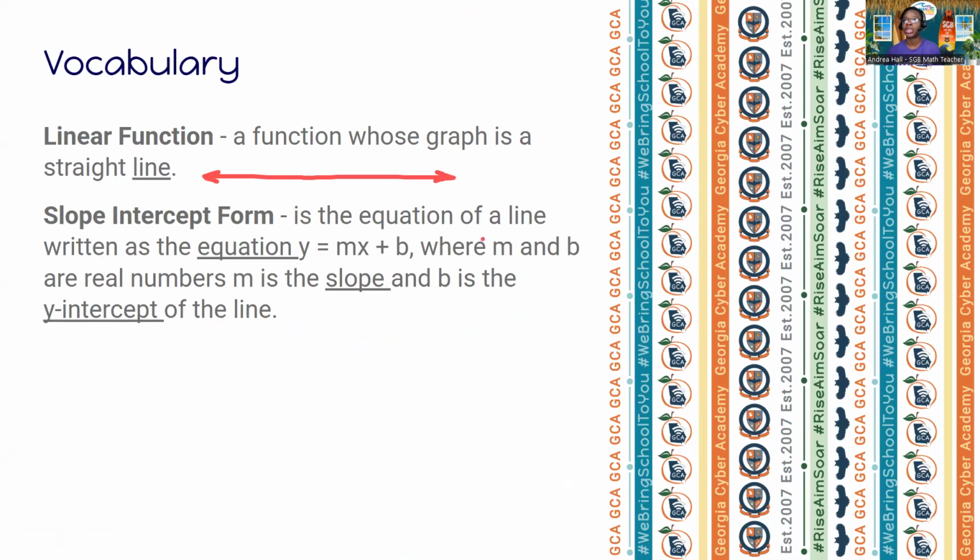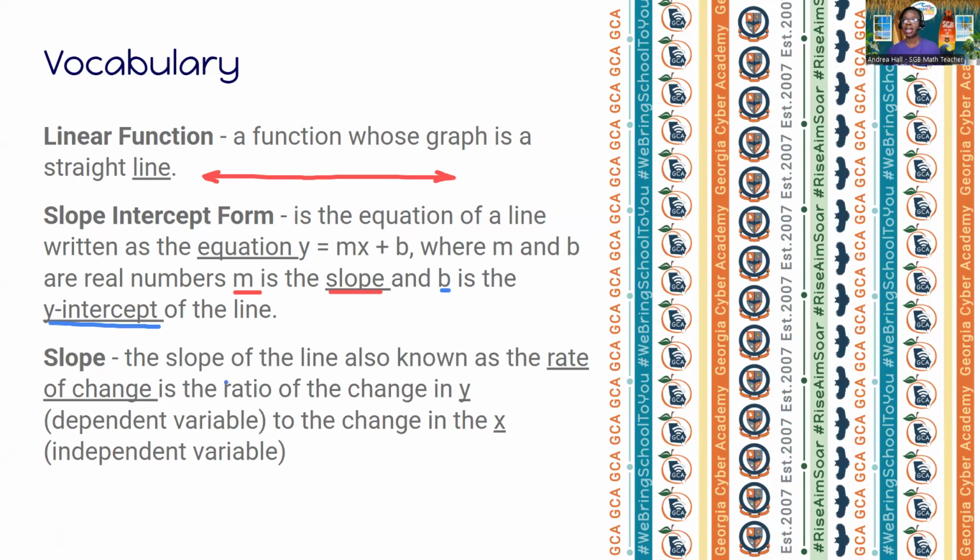Slope-intercept form is the equation of a line written as y equals mx plus b, where m and b are real numbers. M is your slope. So in slope-intercept form, m is your slope. B is your y-intercept. You need to have that memorized. Slope is the slope of a line, also known as the rate of change. I need you to remember that because instead of seeing the word slope, you might see the phrase rate of change. It's really important that you understand they're the same thing.